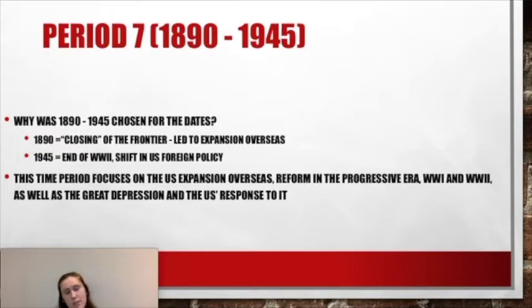Now, this time period focuses on U.S. expansion overseas, in particular U.S. imperialism, interventionism, reform of the progressive era, World War I, World War II, as well as the Great Depression and the New Deal, which is the United States response to this Great Depression.